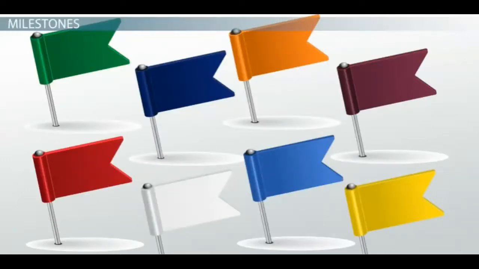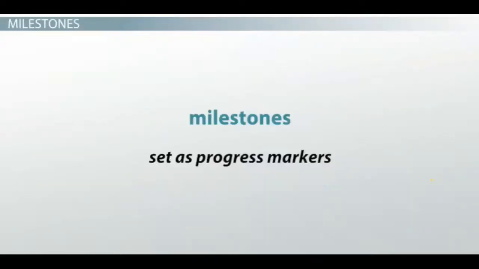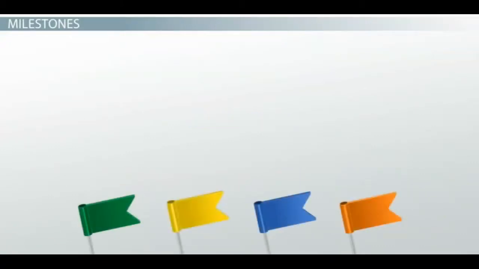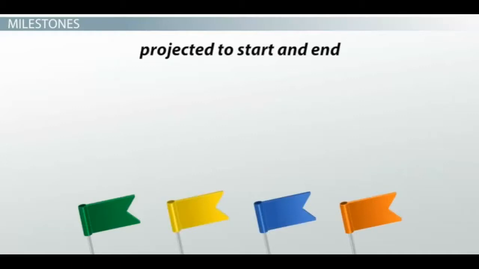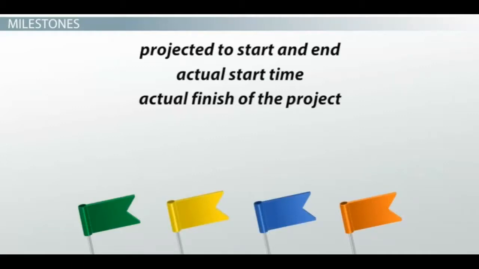Milestones are an important part of creating a status report. These milestones are set as progress markers, meaning that they list when the project is projected to start and end, as well as the actual start time and actual finish of the project. The milestones also give a completion percentage for the project at a given time.